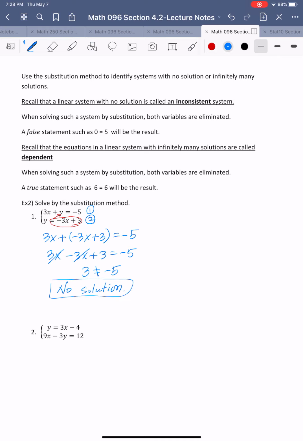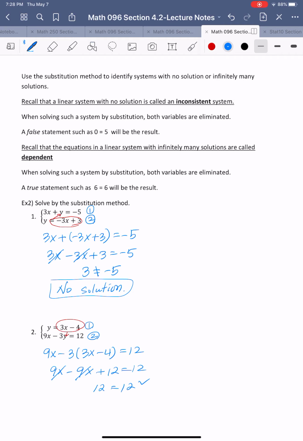Alright, the second one, I do the same thing. So number 1, number 2. And so I'm going to plug in 3x minus 4 in the y place here. And then I get 9x minus 3y, which is 3x minus 4, equals 12. I got 9x minus 9x plus 12 equals 12. But 9x minus 9x is 0. I got 12 equals 12, which is true, right?